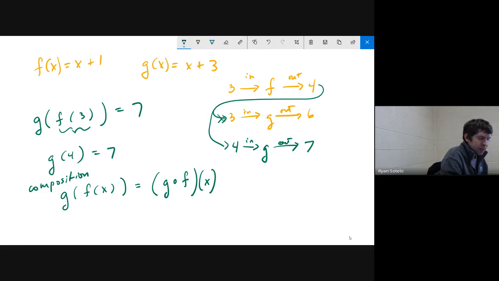So we just did that with a specific input, 3. Now, if you weren't going to have a specific input, if you're left with a variable x, you just take g, so g of x, right? Well, it's not g of x anymore, it's g of f. So I'm not going to say x plus 3. I'm going to say f plus 3. Well, what's f? f is x plus 1.